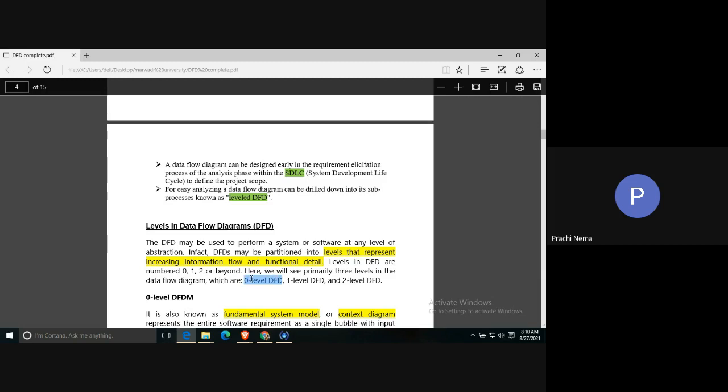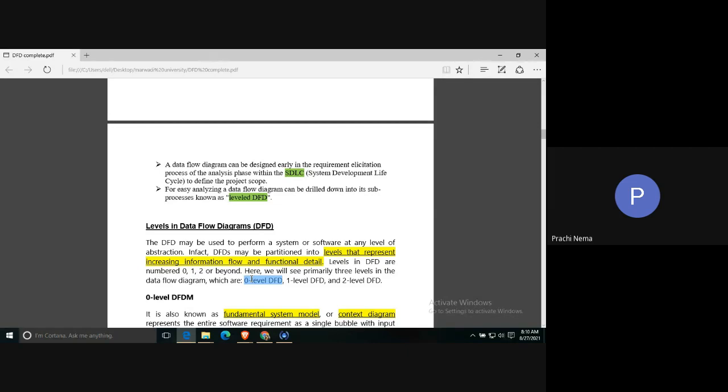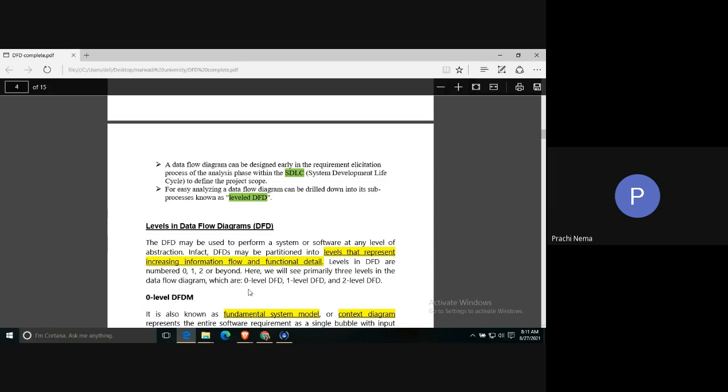Like in an array, you start indexing with 0, then move to 1, 2, 3, and so on. In the same way, levels in DFD will start with 0. You cannot start with 1 directly. The first would be the 0 level DFD. It would have the least detail, the least information.